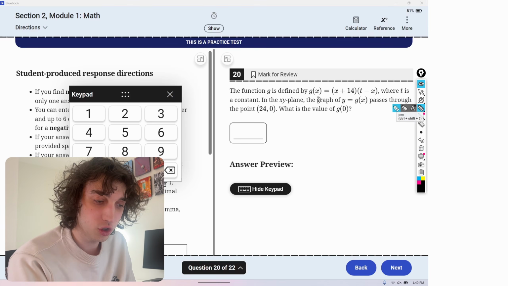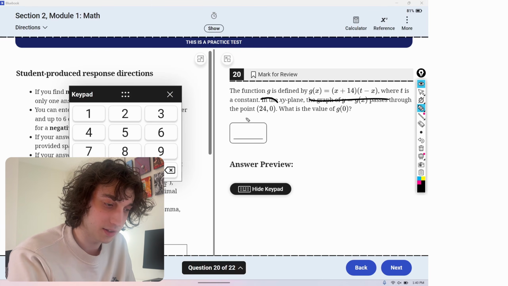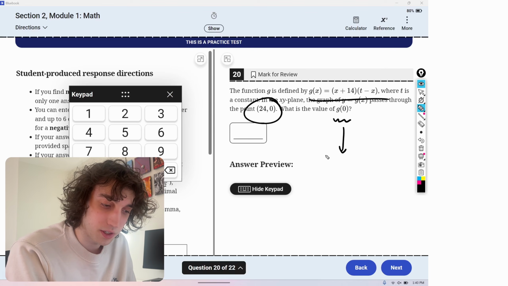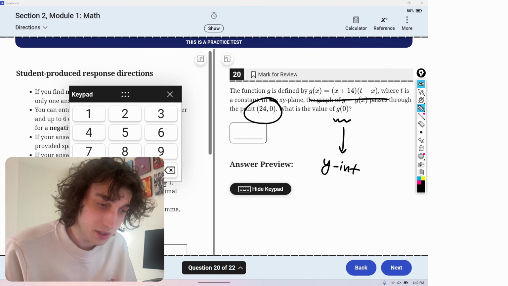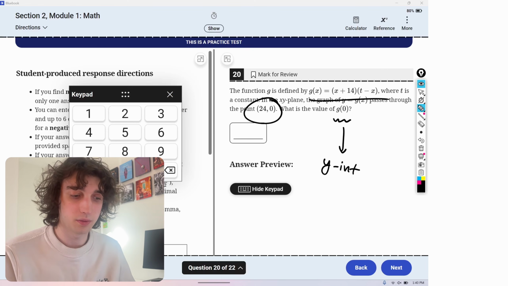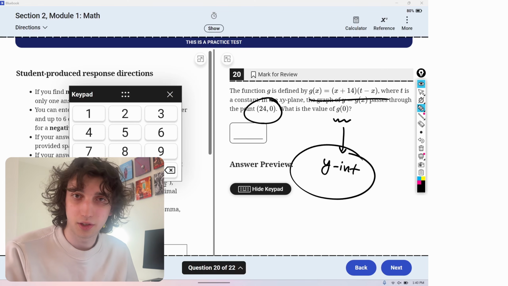Question 20. The function g is defined by this and passes through this point. What is the value of g of 0? G of 0 is referring to the y-intercept. So basically this is saying we have this function g, we know it's a quadratic function because we have two x's multiplied together, and we're trying to find the y-intercept of this quadratic.